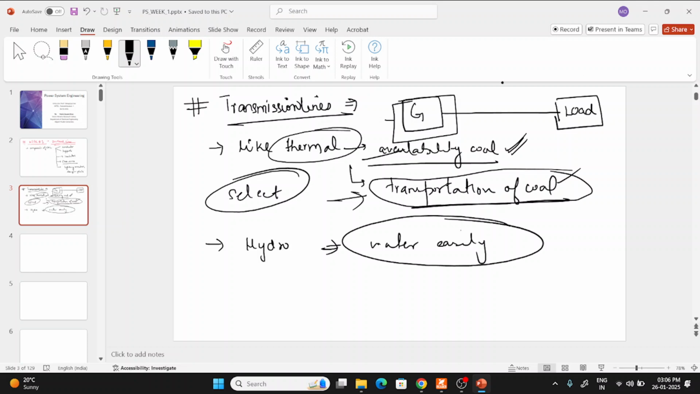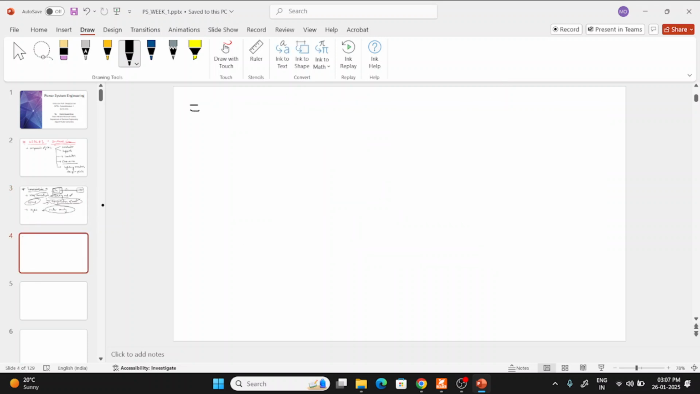So now, if the generation is happening at those locations, then we have to transmit this energy or power over the transmission lines. That's why transmission lines are a very important requirement of an electrical power system. Now coming to the various ways we can transmit the power: either in air, that is overhead lines, above our head, or by underground.